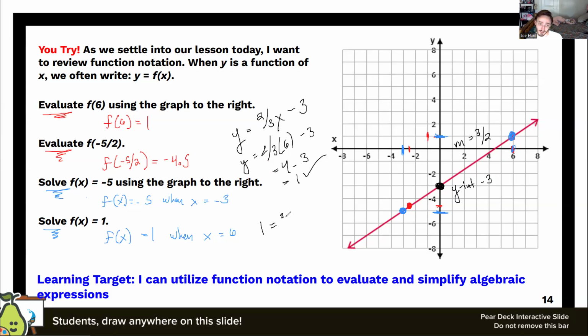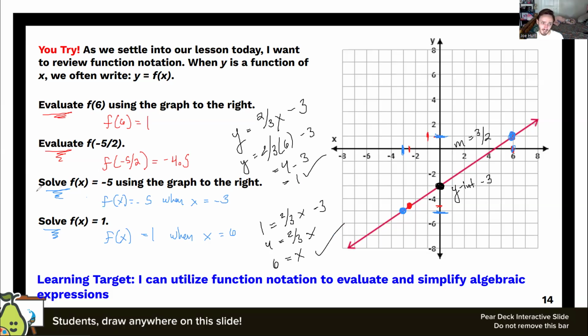I could even solve this equation algebraically by saying, when y, or f of x, is equal to 1, then 2/3 x minus 3 is equal to 1, and I can solve it this way too by just reversing the order of operations. So I'd add the 3 over, so I've got 4 equals 2/3 x. I can then multiply by the reciprocal on both sides, so multiply both sides by 3 halves. Another way to do it is to multiply both sides by 3 first, and then divide by 2, and take it one step at a time. But what you'll get in this particular instance is that x is still going to be 6. So either algebraically or graphically, I get the exact same thing.